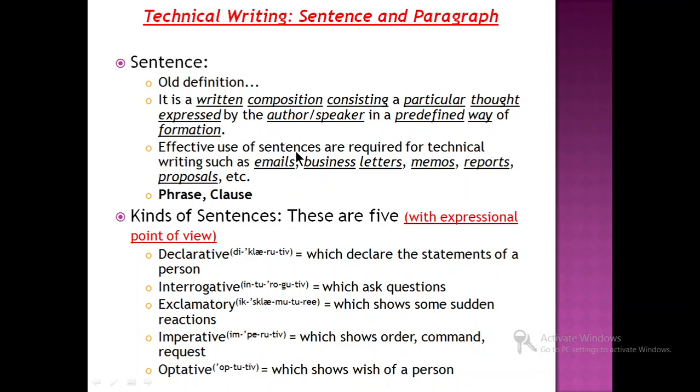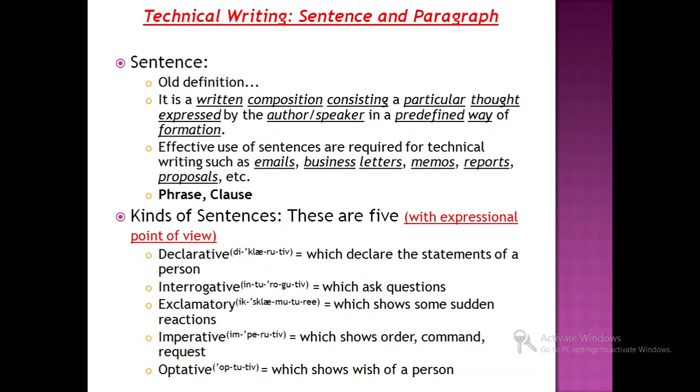So effective use of sentences is required for technical writing such as emails, business letters, memos, reports, proposals, etc. Lot many things are there. बहुत सारी चीजें हैं जिनमें सेंटेंसेस का यूज किया जाता है और वो टेक्निकल राइटिंग का हिस्सा बनते हैं. आगे लेके चलते हैं. If the sentence is discussed, it is must to discuss the phrases and clauses. ये भी जरूरी है कि हम फ्रेजेस और क्लॉजेस को भी डिस्कस करें.